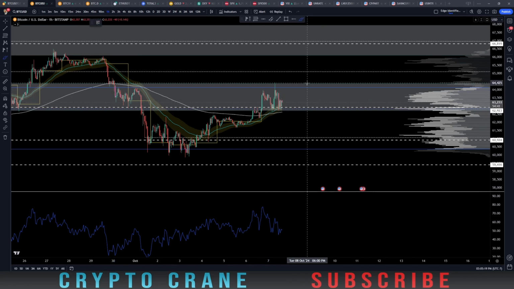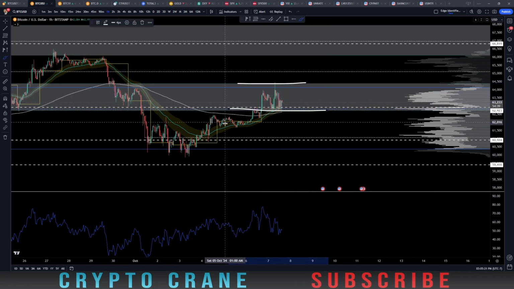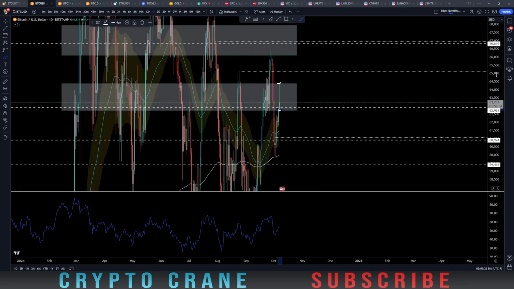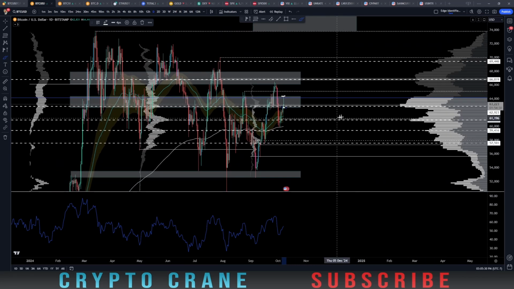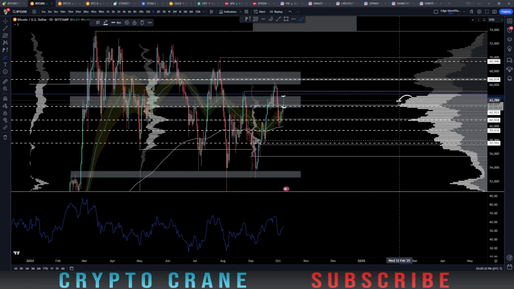So there's a big volume cluster between this big box, the gray box that I have here on the chart. You jump out here to the daily time frame, looking at the entire range Bitcoin has been in throughout the last almost year at this point, and you can see a big volume cluster from around $62,500 to $64,500. So we do really need to flip $64,500 into support to get full confirmation here.